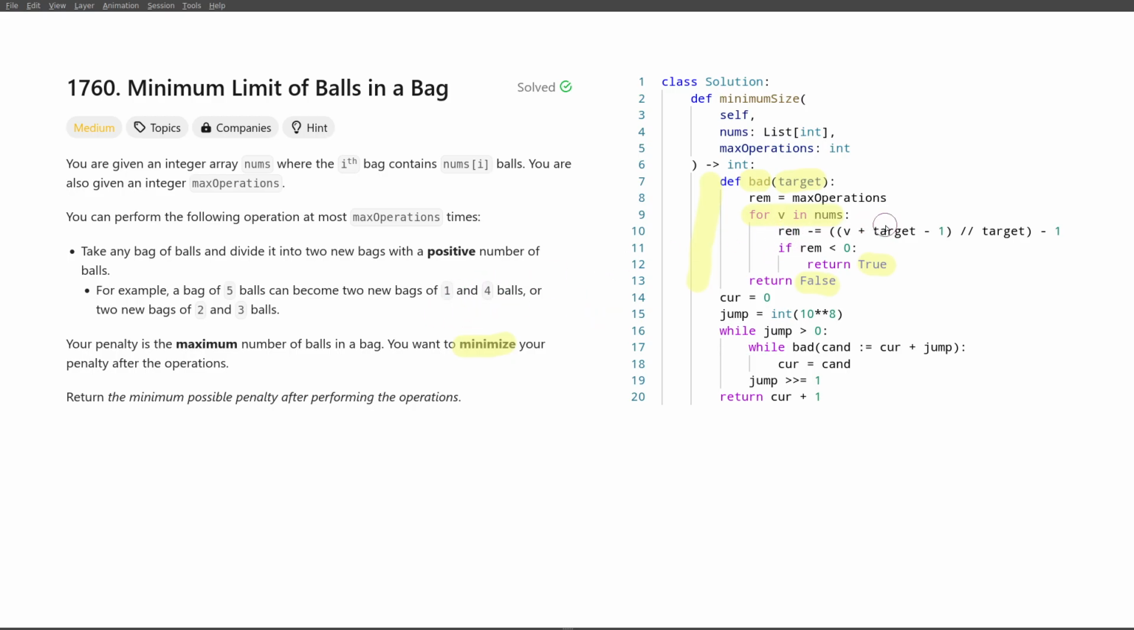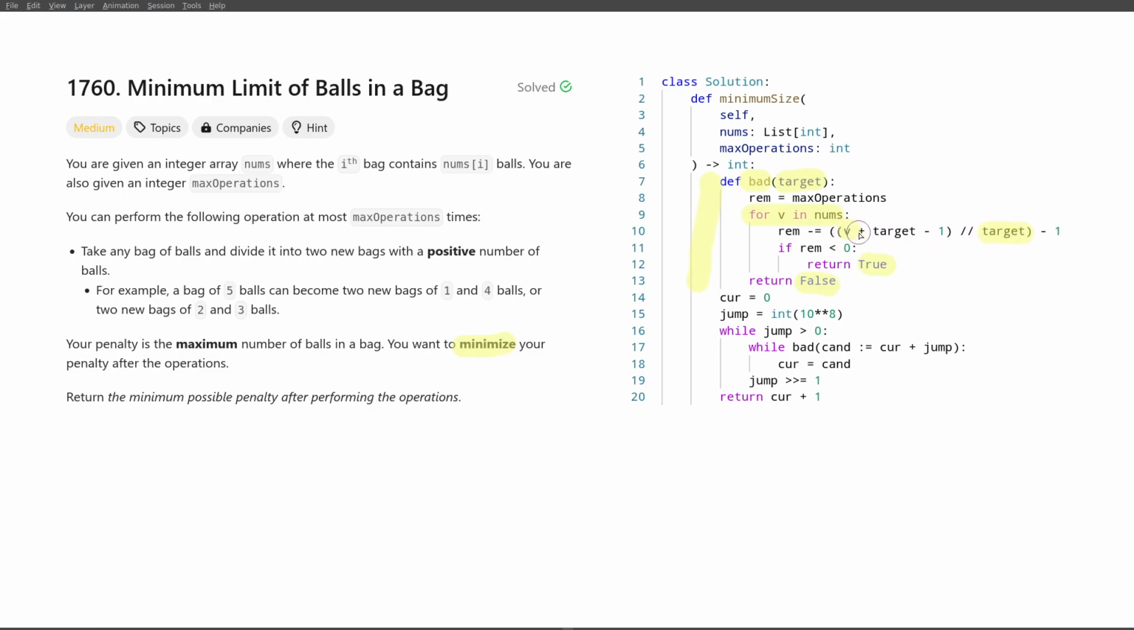And so we can just calculate it by a simple division, rounding up. We have to, of course, round up, because if we have one more ball, then one more ball has to go into one of those bags, and that bag, in this case, might exceed our target. So we divide v by target, rounding up.